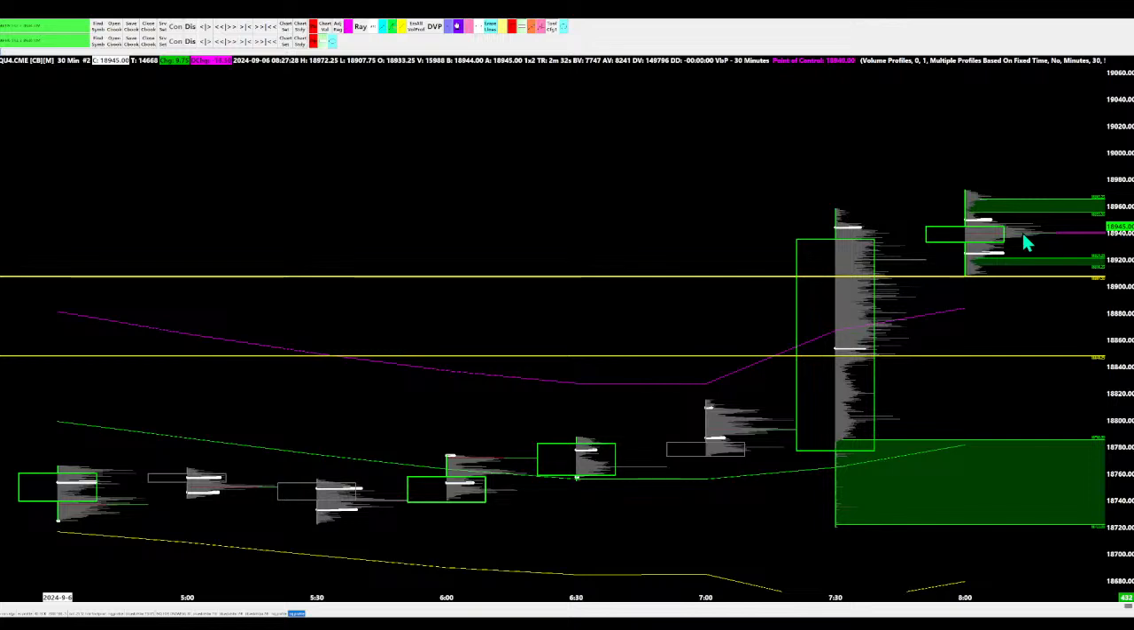Okay, yeah, that's fine. So just think of it as a daily. The best way to do this is to think of it as a daily profile. The same rules apply. Stay out of high volume areas, look for low volume areas. That's where the market wants to reverse.